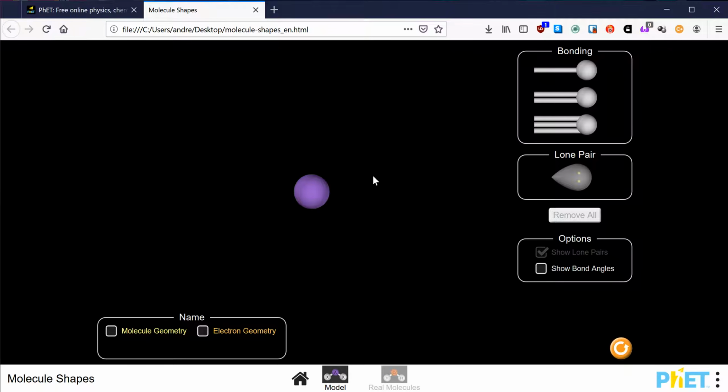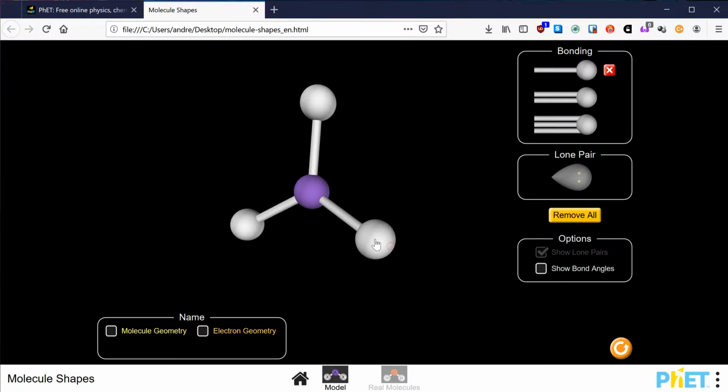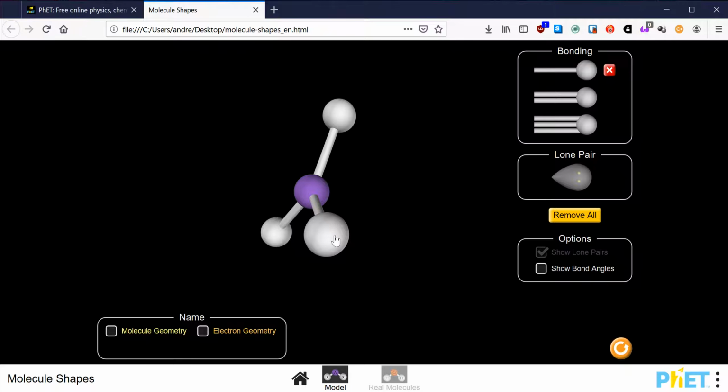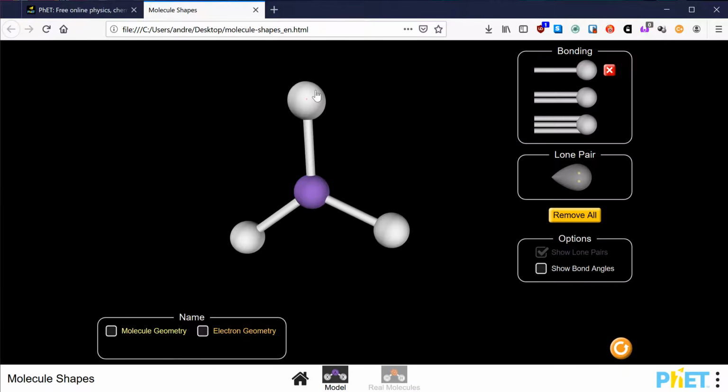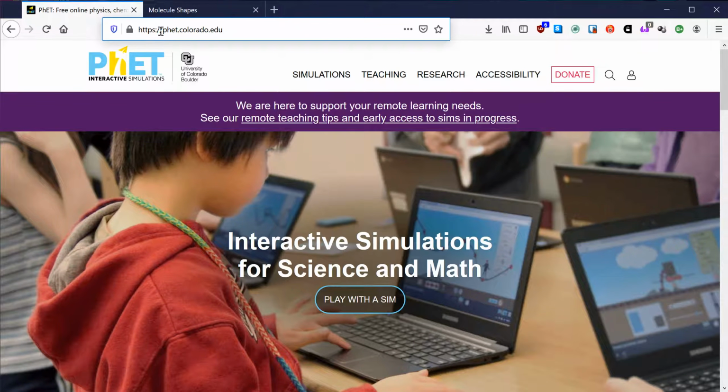In this video, we're going to be talking about how to use this little Java applet here, which is a very useful tool that you can use in order to represent molecular structures both in 2D and in 3D. In order to get this program working, the first thing that you'll need to do is to go to this website here. If you don't remember this URL, if you go to your favorite search engine and simply search for PhET, this website will be the first hit on the search engine results.